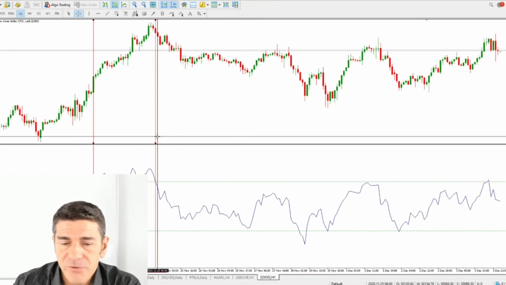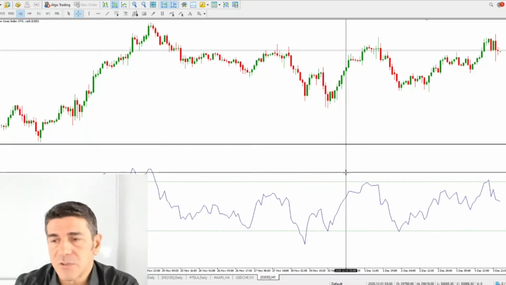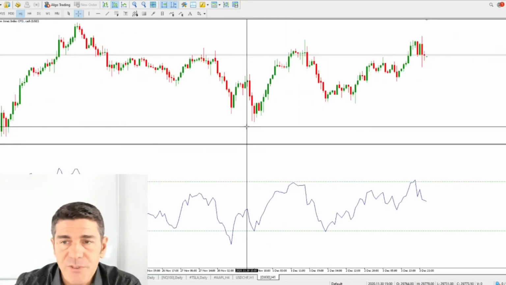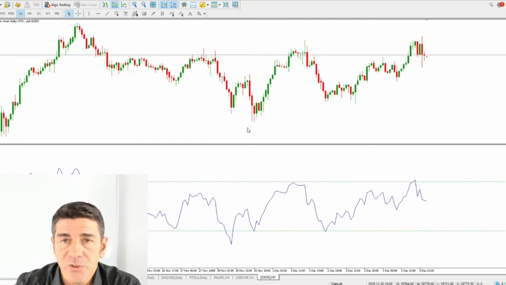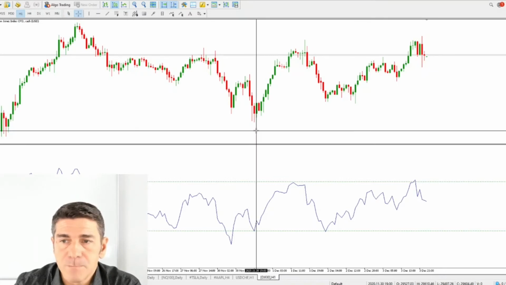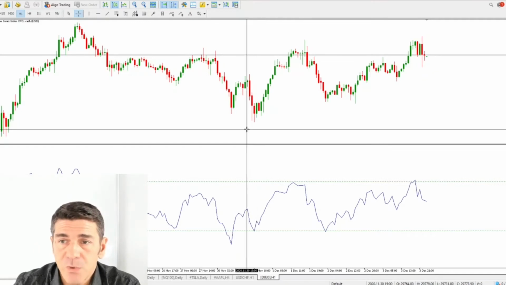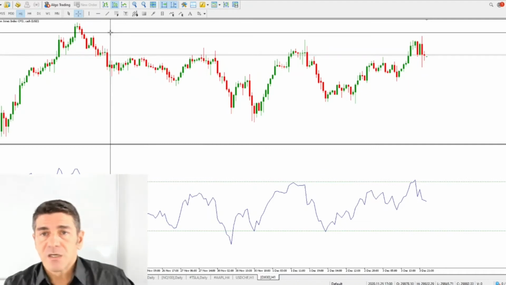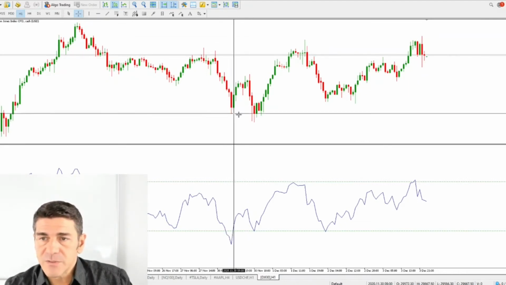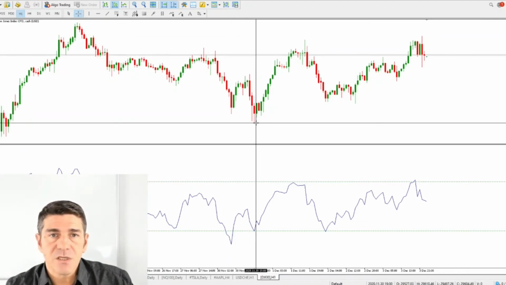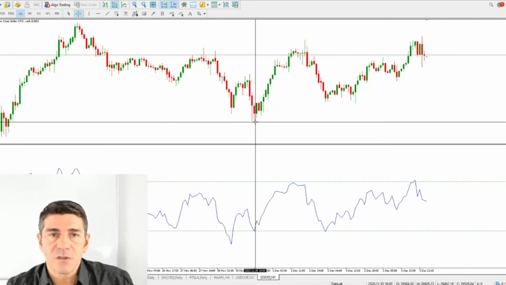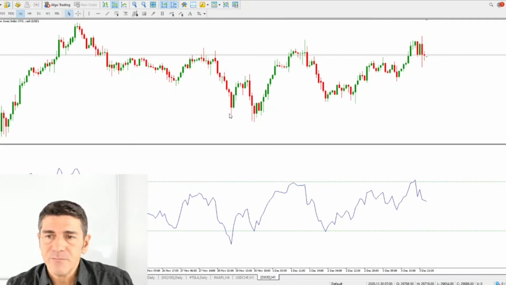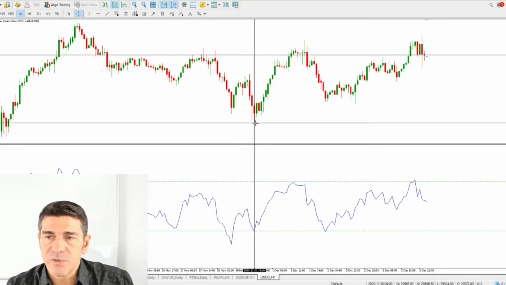Also, the other feature of this indicator is divergence. It is a very typical and very good, reliable signal when we have divergence on the RSI. Let's take a look at these two dips on the market. This is the Dow Jones Industrial Average on a 1 hour chart. We see here we've got two dips.